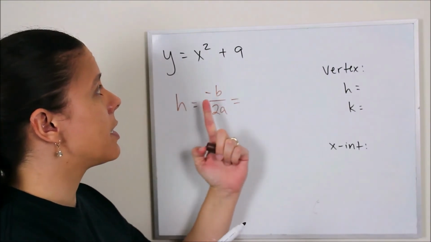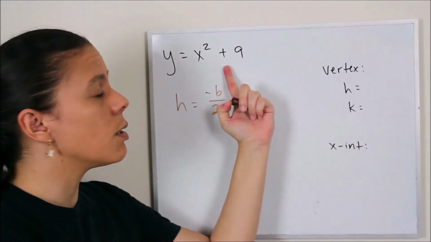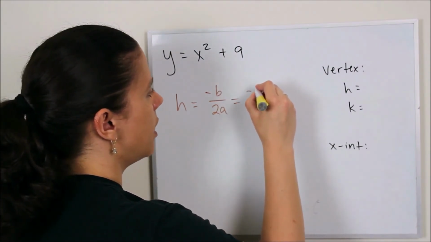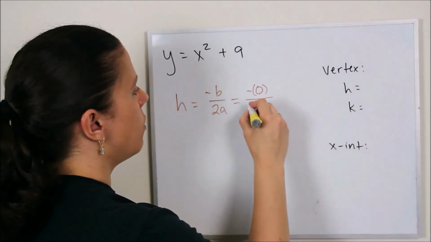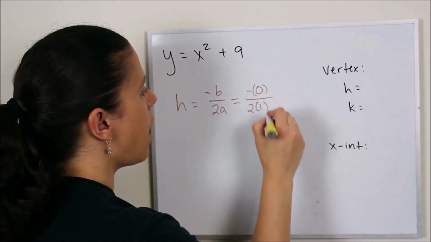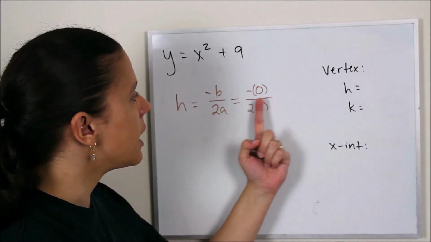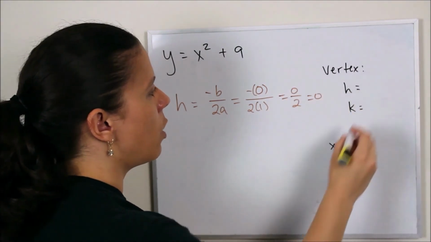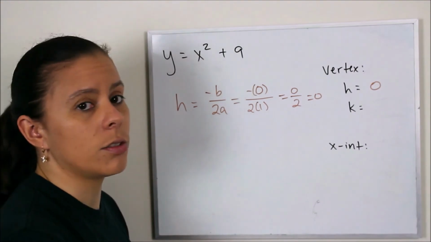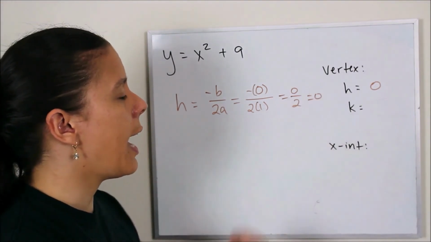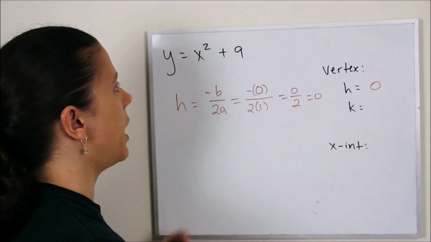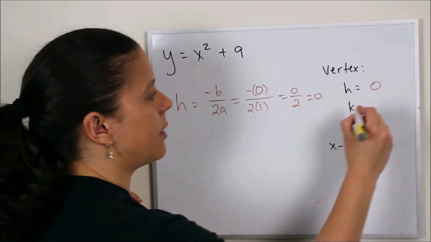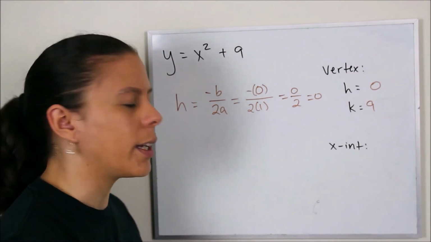The b is going to be 0 because this is x squared plus 0x plus 9. So this is going to be negative times 0 over 2 times 1. So this is going to be just 0 over 2, which is 0. So we know that the vertex is going to be 0 on x. Well, let's find out what it's going to be on y. Simple enough. It's just 0 squared plus 9, which is just 9. All right? I don't think we need to write that down.